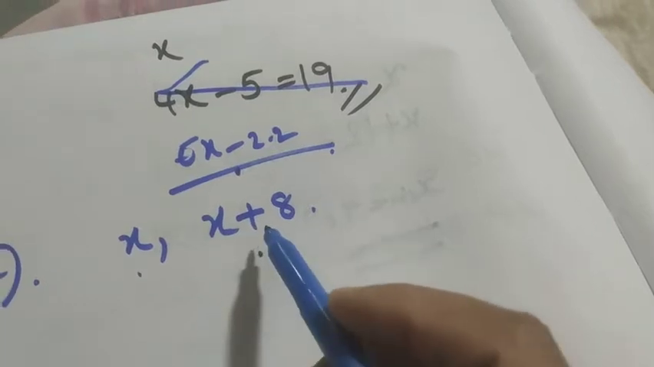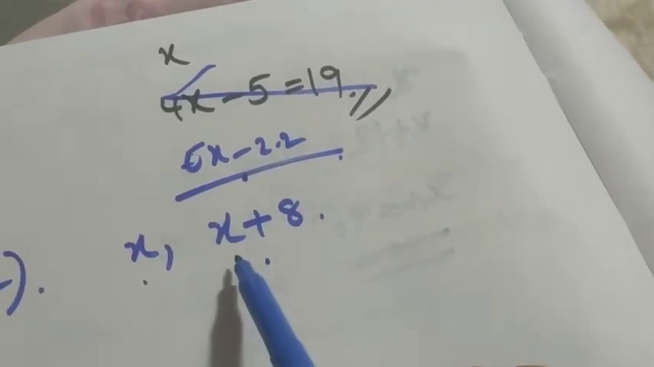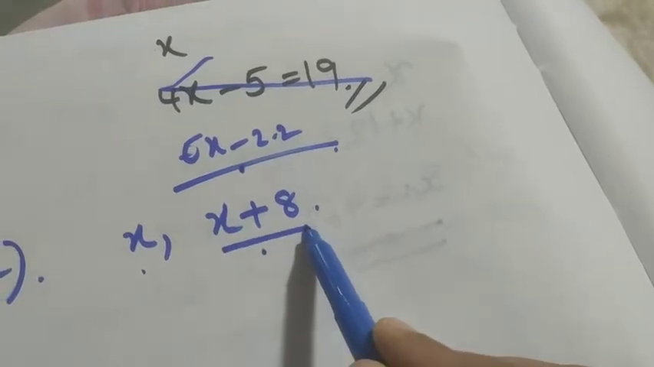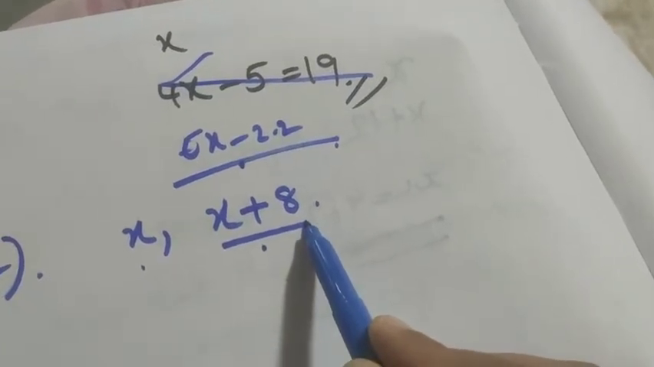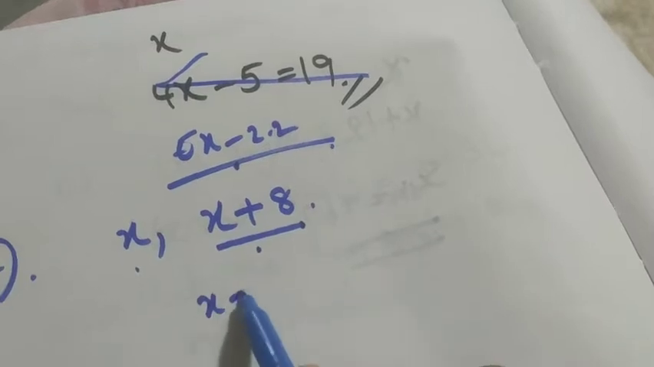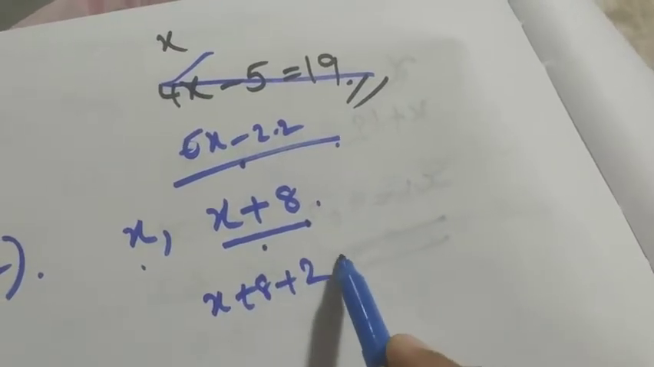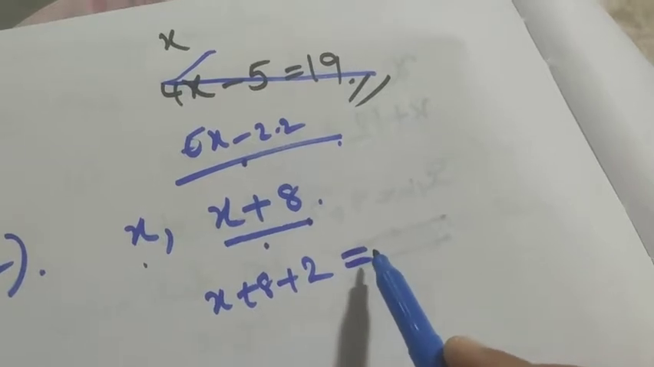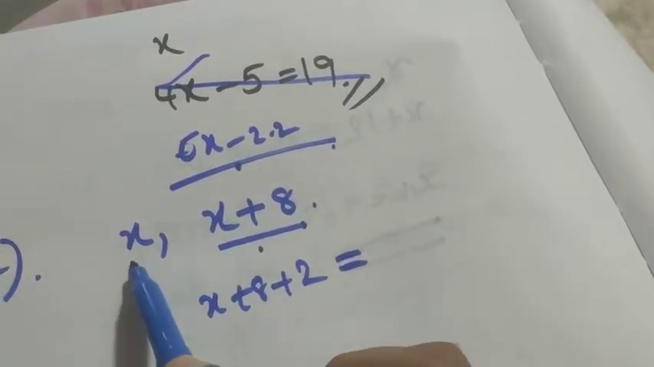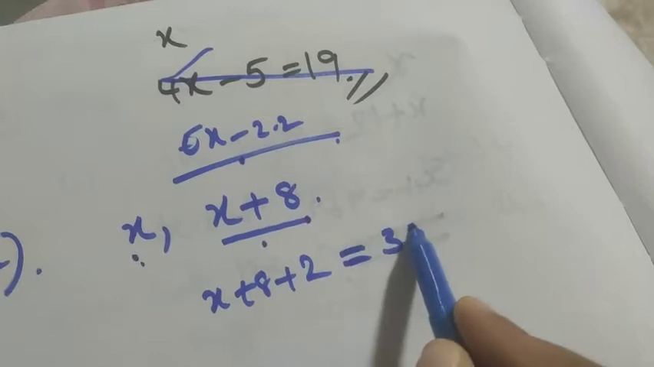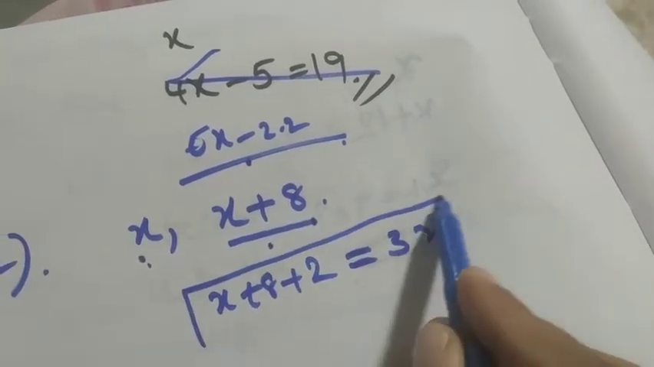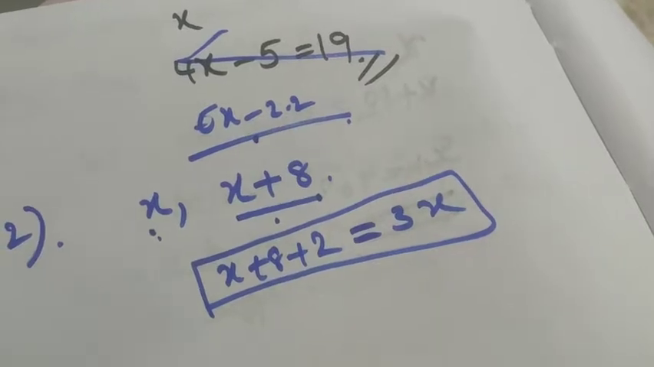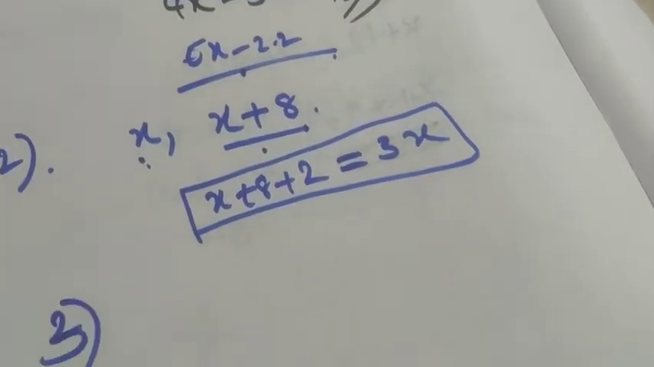Then what is given? If 2 is added to the biggest number, what is the biggest number here? x plus 8 is the biggest number. So if 2 is added to the biggest number, then the result is equal to 3 times the smallest number. 3 times the smallest means 3x. So this is the required equation. Solve this one so that you will get the answer. Second problem done.